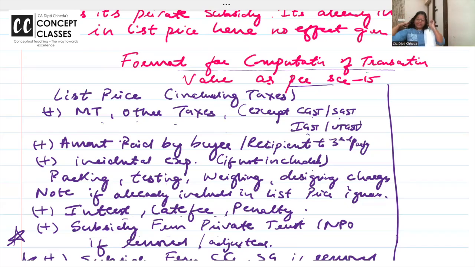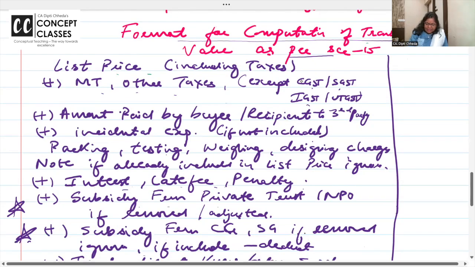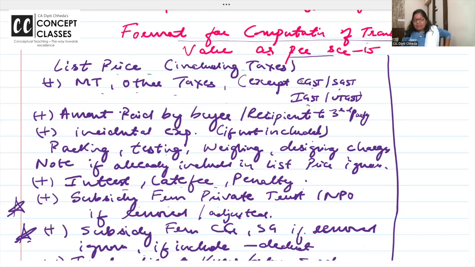I hope you're not waiting, you're writing. Understand the format. So one day before the exam, you can read the format and revise this chapter in 5 minutes. Because you have to revise 5 heads, you have to revise ITCs, too many things are there, hai na? List price including taxes. So add municipal tax, other taxes, all except the GST part, CGST and all.